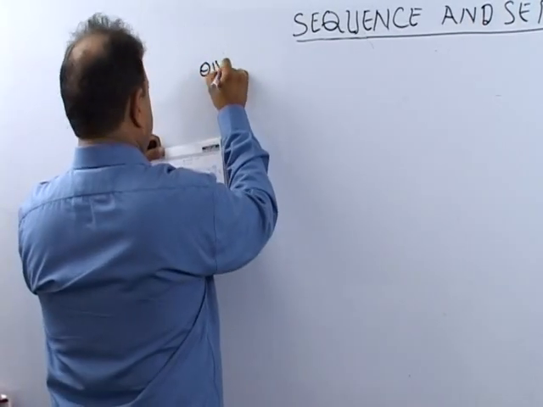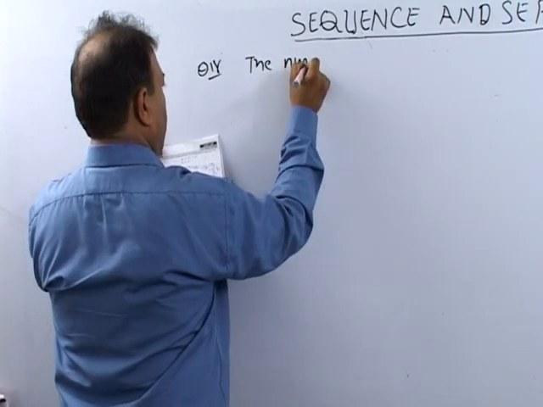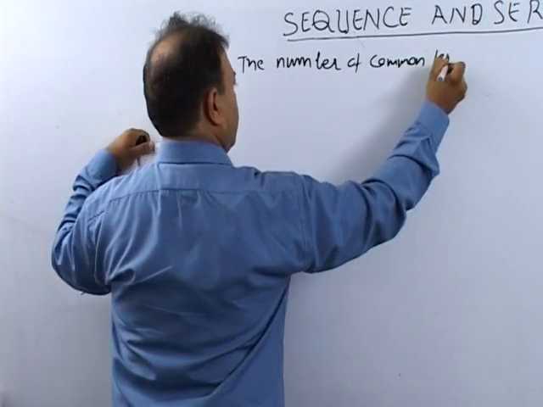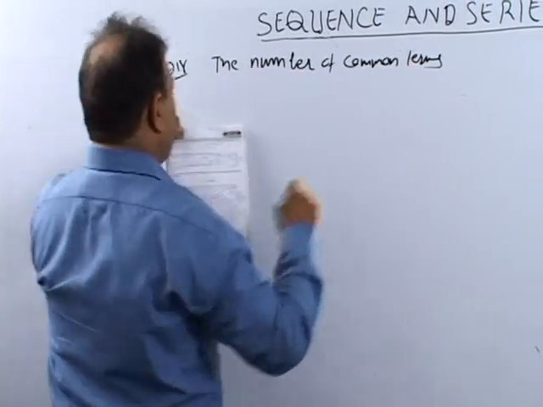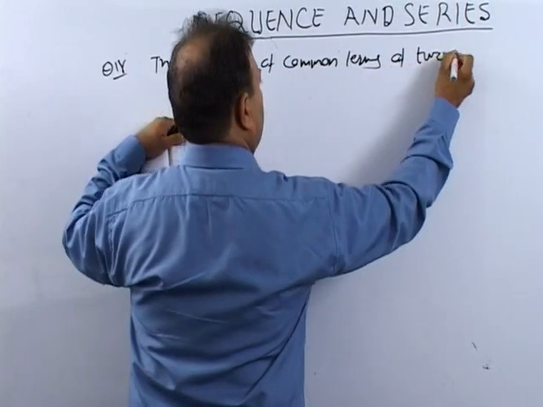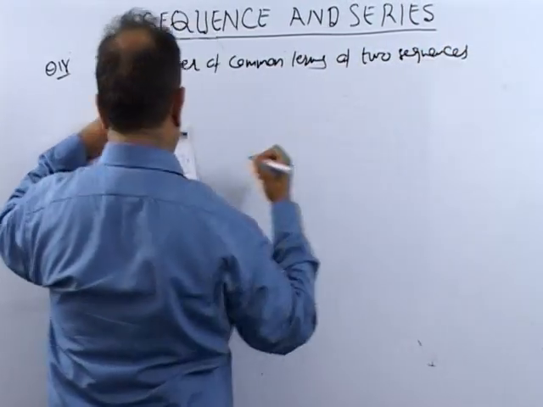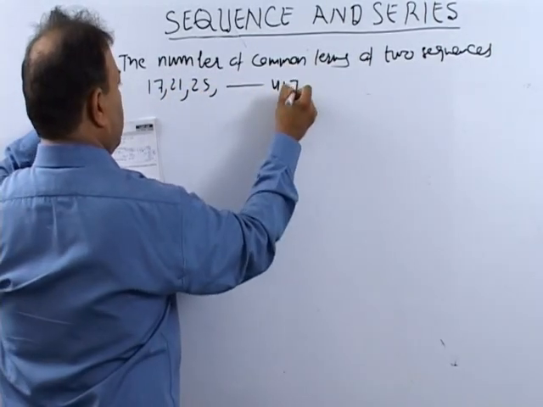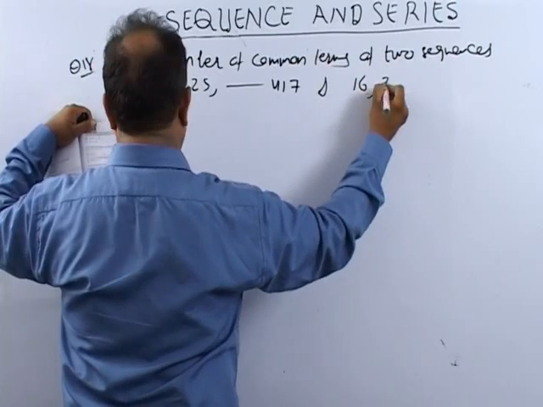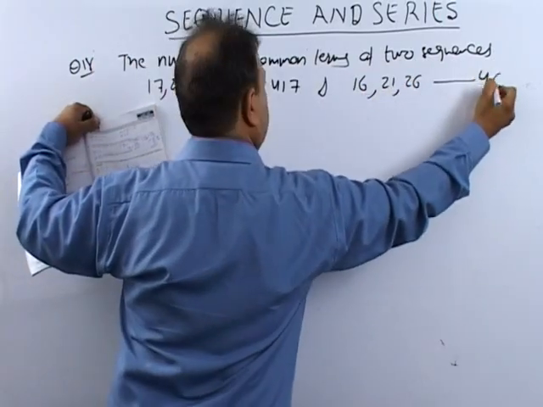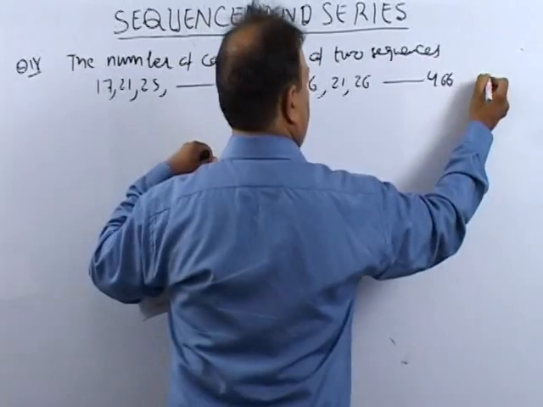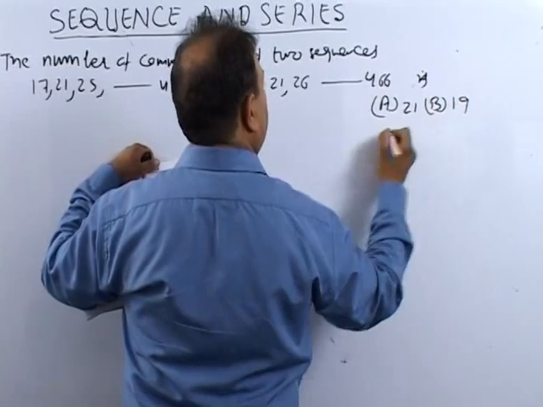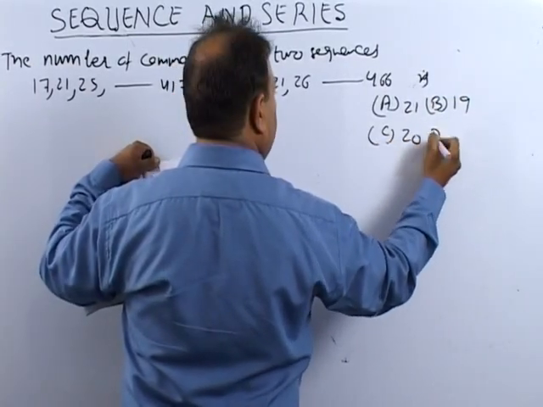Question number 18. The number of common terms of two sequences 17, 21, 25, up to 417, and 16, 21, 26, up to 466 is. Option A is 21, B is 19, C is 20 and D is 91.